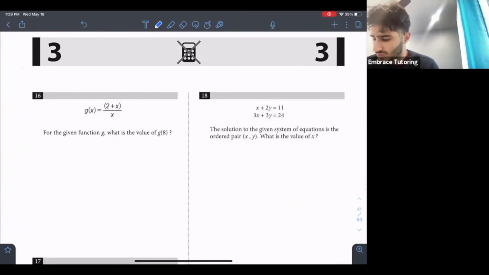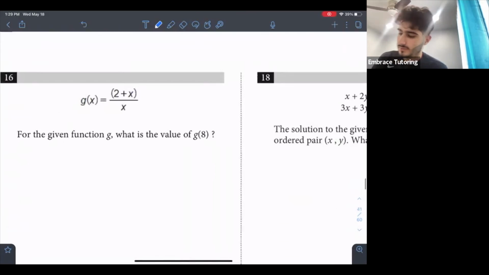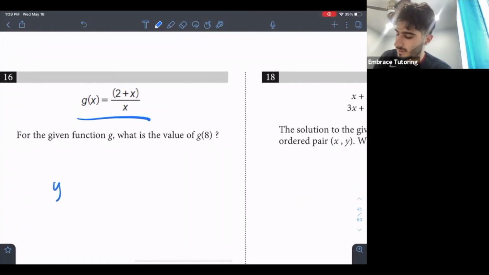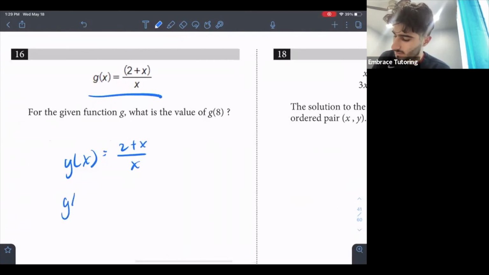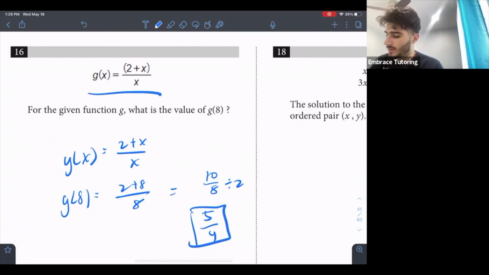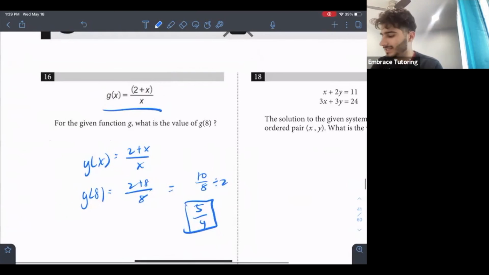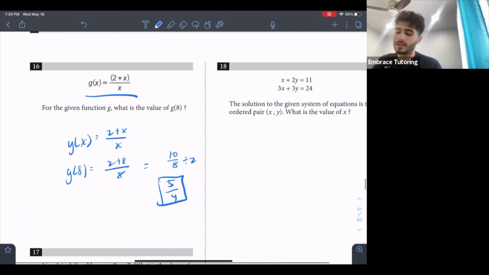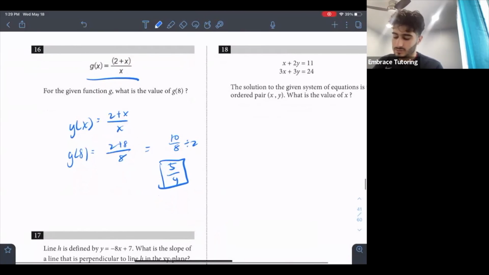For the given function g, what is the value of g of 8? They give you the function g of x is equal to 2 plus x over x. They give you 8, so g of 8 is equal to 2 plus 8 over 8, which gives you 10 over 8. You can divide by 2 to simplify to get 5 over 4. And that is your answer for question 16. Simple algebra, simple plugging in numbers and solving.